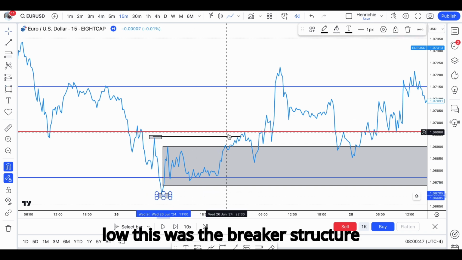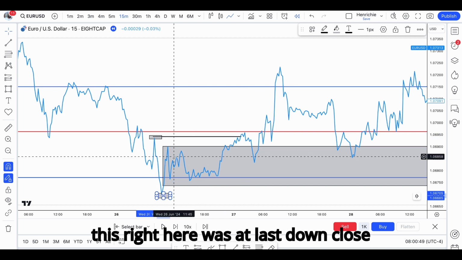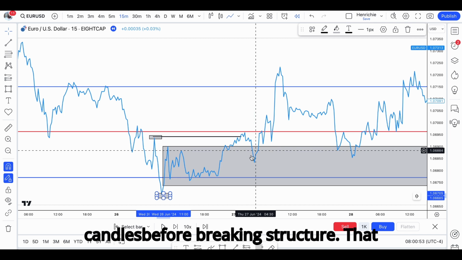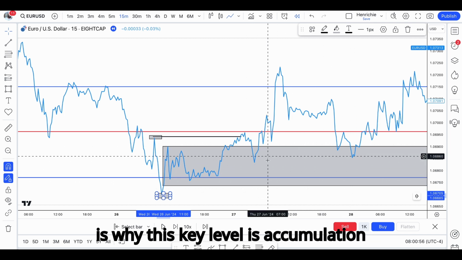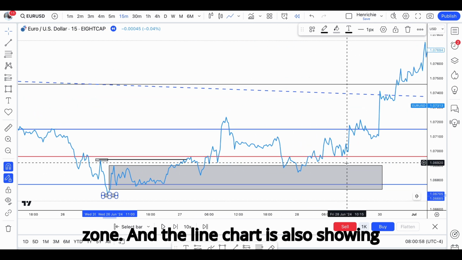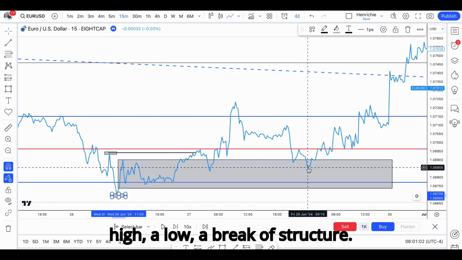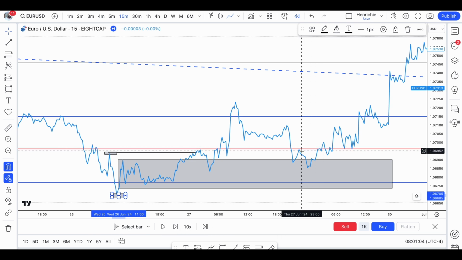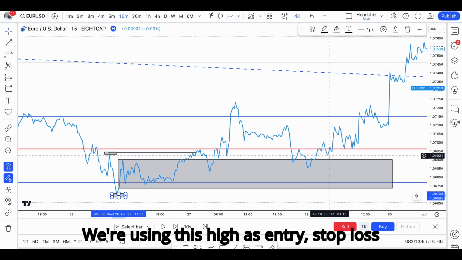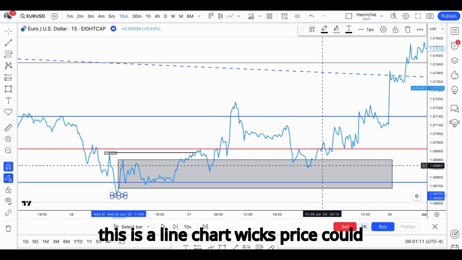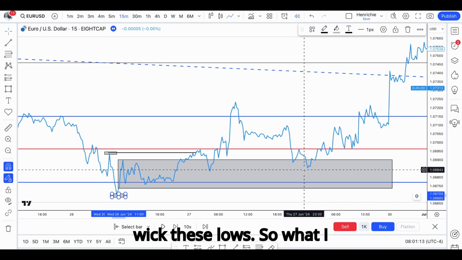High, low, this was the break of structure. This right here was the last down close candles before breaking structure. That is why this key level is the accumulation zone. And the line chart is also showing you, after we mitigated this key level, a high, a low, a break of structure. We're using this high as entry, stop loss here, but I wouldn't place that because this is a line chart. Price could wick these lows.